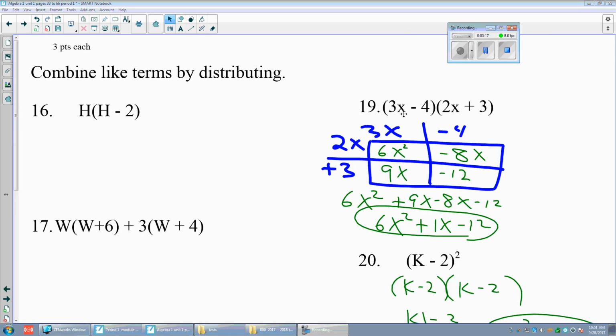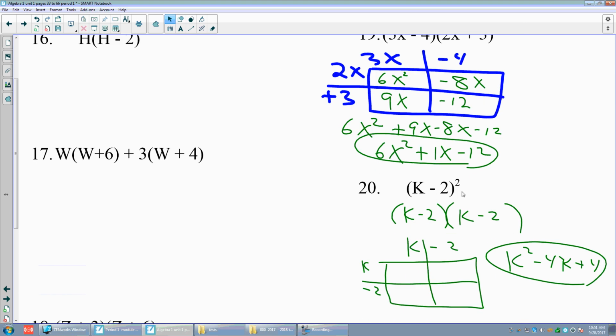We also talked about distributing. Remember, they're touching. It doesn't say add, it says multiply. So we set up the box to multiply. 2x times 3x is 6x squared. 3 times 3x is 9x. 3 times 4 is negative 12, and 2x times negative 4 is negative 8x. You write them all out, and then you combine them just like we combined like terms on the previous page.